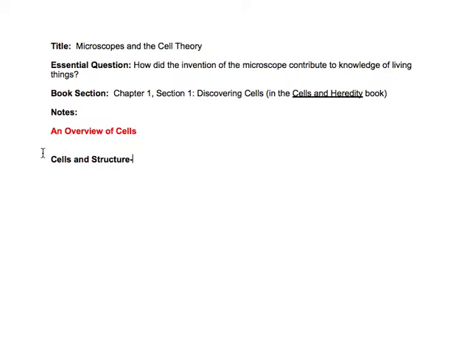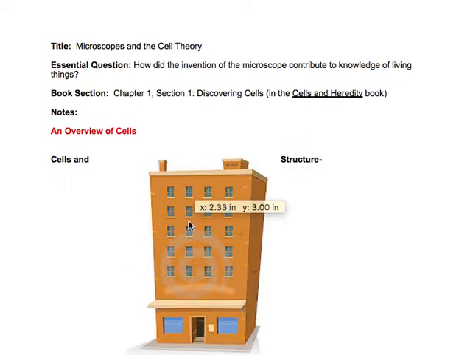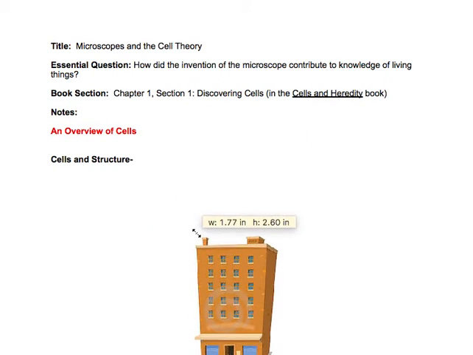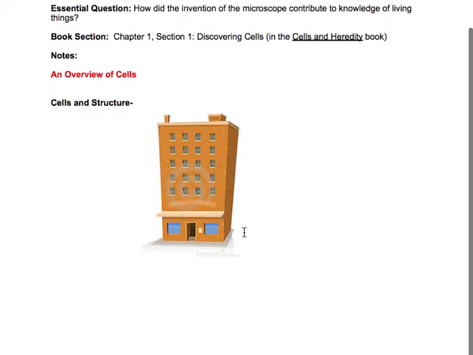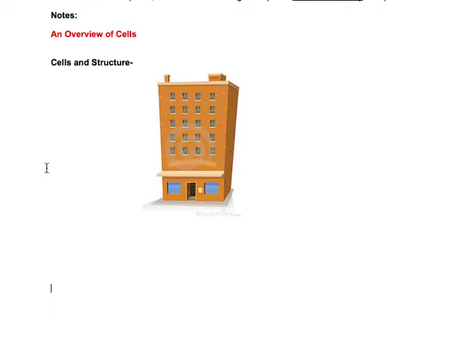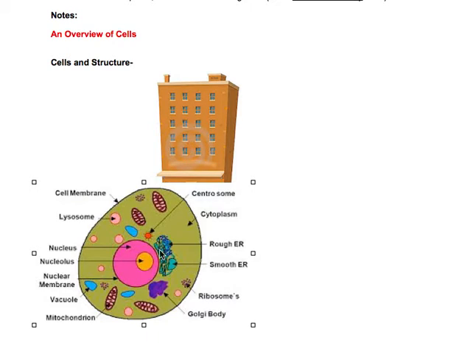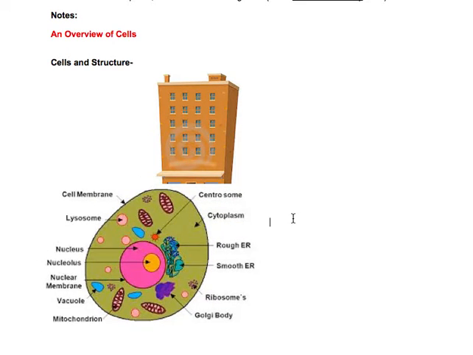So let's talk about structure. What is structure? Structure is just what is something made of? How is it built? So I'm putting a little picture of a building here. Obviously, cells aren't made up of tiny buildings, but they do look something like this. This is an example of an animal cell, which you're going to learn a lot about in the coming weeks. So everything that living things are made of, how they look physically, is because of cells. And that's what cells and structure basically says.